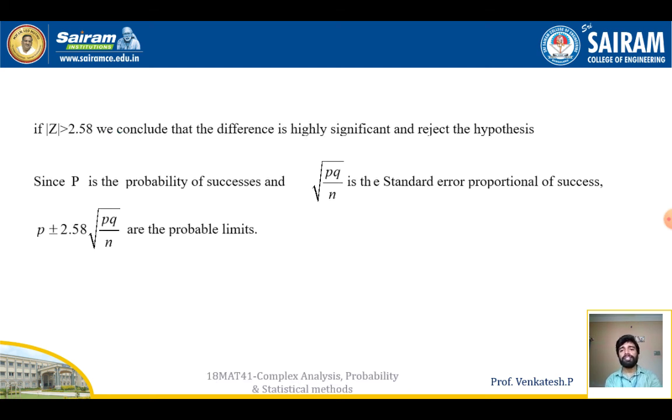So next is confidence interval. If z is greater than 2.58, we conclude that the difference is highly significant and the hypothesis will not be accepted here. Since p is the probability of success and square root of pq by n is the standard error, therefore p plus or minus 2.58 into square root of pq by n will be the formula to estimate the probable limits in the case of single proportions.